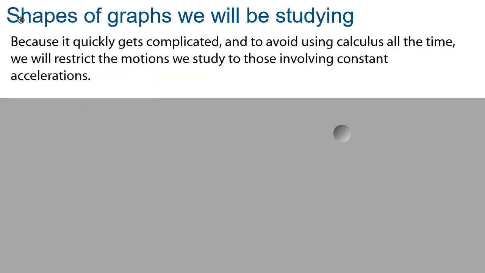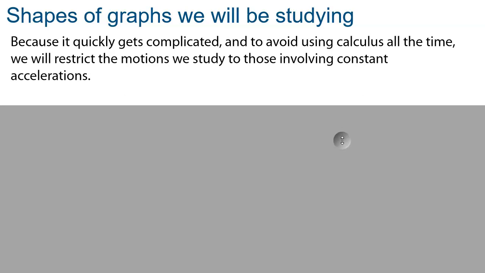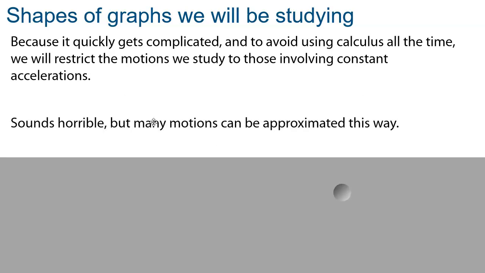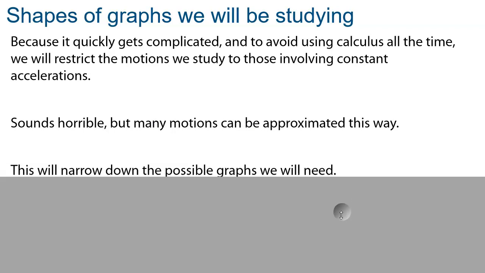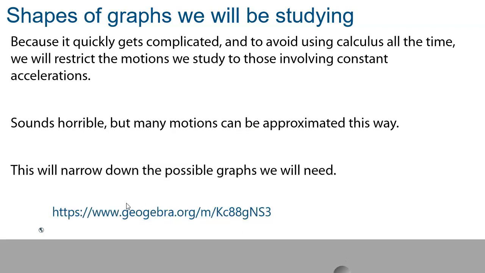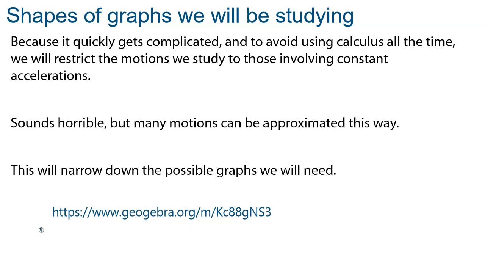Now I want to discuss the different shapes of graphs that we will see. Because it quickly gets complicated and to avoid using calculus all the time, we'll restrict the motions we study to those involving constant acceleration. This will simplify the equations and the graphs and will allow us to discuss things more conceptually. It might seem like a terrible assumption, but actually there are many motions that can be approximated with a constant acceleration. And I want to use a GeoGebra app, a simulation once again, to show you what type of graphs that you should be expecting.